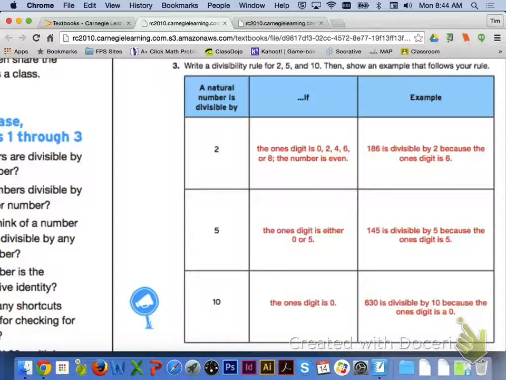A number is going to be divisible by 5 if the ones digit is either a 0 or a 5. The example that you see here, 145, we see a 5 in that ones digit, so we know that 145 is divisible by 5. And finally, for the number 10, a number is going to be divisible by 10 when the ones digit is a 0. In the example that you see here, 630 has a 0 in the ones place.